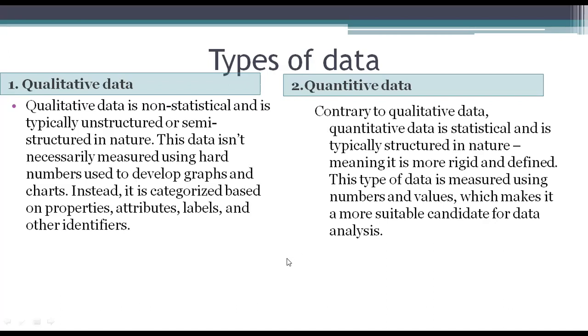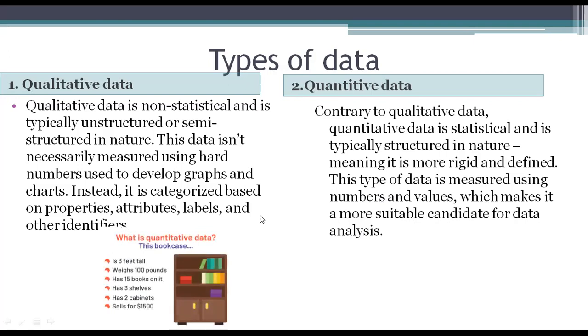you want to conclude about the marks of students. So you have data: roll number 1 student gained 49 marks, roll number 2 student gained 56 marks, roll number 3 student gained 80 marks. Then all these data are numbers and values, on which you have to conclude the percentage of your class. So that's what makes it a more suitable candidate for data analysis.